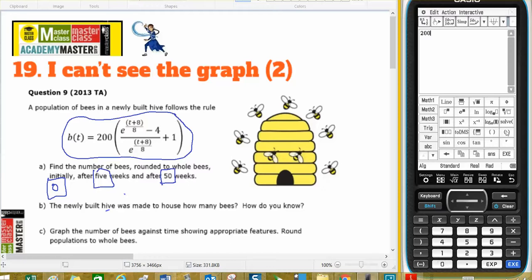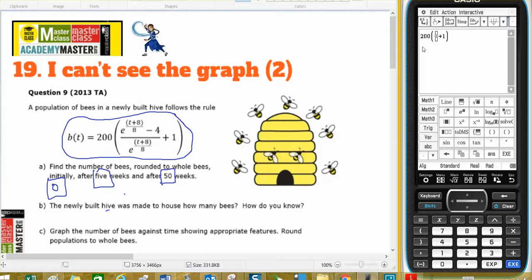Then I need to open up a bracket. And I'm going to use this bracket because this will give me this bracket here. And inside the bracket I need a fraction. And then after the fraction I need my plus 1. So be careful that you get the construct correct.